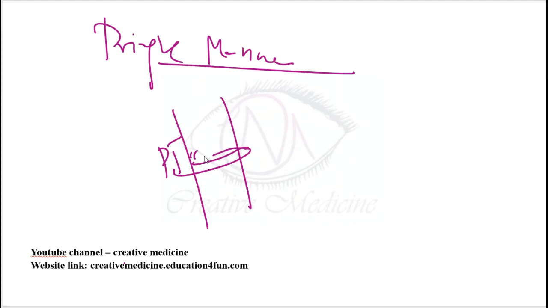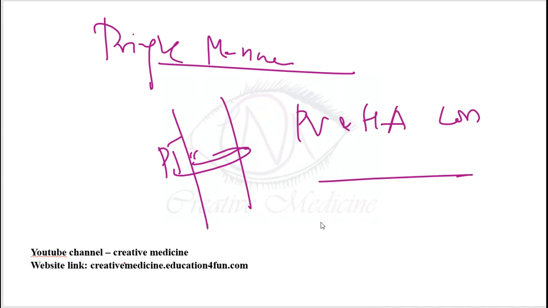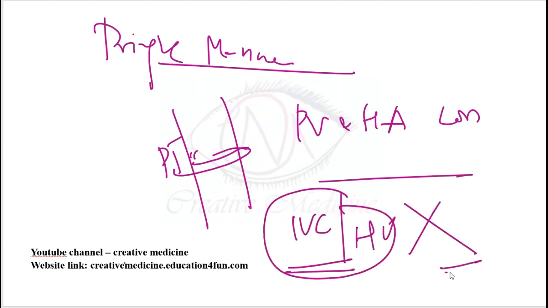You will occlude the portal triad, and then it will control the bleeding from the portal vein and hepatic artery. But if there is still bleeding after occluding the portal triad, then think that it can be due to inferior vena cava or hepatic vein bleeding, because these are not occluded by Pringle's maneuver, whereas the portal vein and hepatic artery are occluded by Pringle's maneuver.